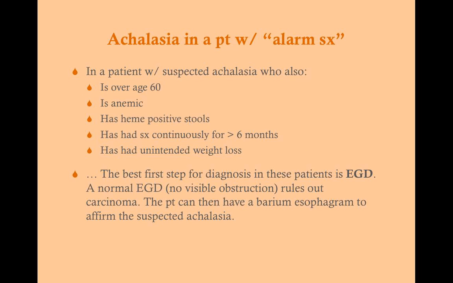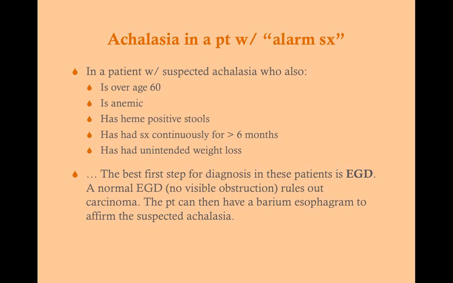Okay, so now what happens if we have the patient with the achalasia-like symptoms, with these dysphagic symptoms, and they also have the alarm signs or symptoms or history? So in other words, the patient has what looks like achalasia, but the patient is over age 60, the patient is anemic, they have heme-positive stools, meaning melena, they have symptoms continuously for more than 6 months, or they have unintended weight loss. In this case, you're not going to start off with your barium esophagram.